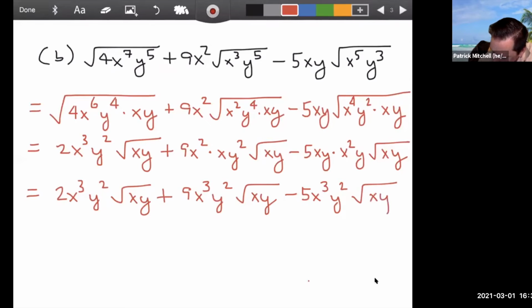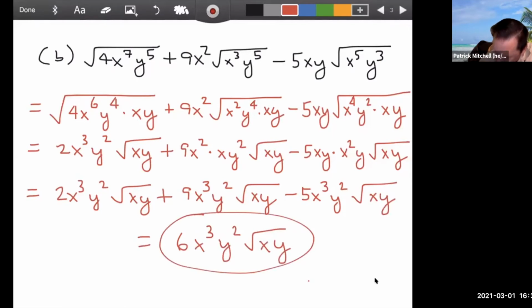All right. So the coefficients, we just add and subtract those. 2 plus 9 is 11. 11 minus 5 is 6. Everything else about those three terms is the same. So these terms combine into 6x to the 3rd y squared times the square root of y. All right. Next.